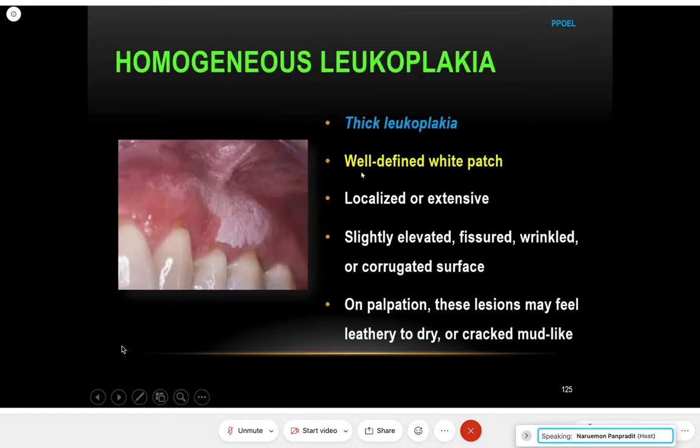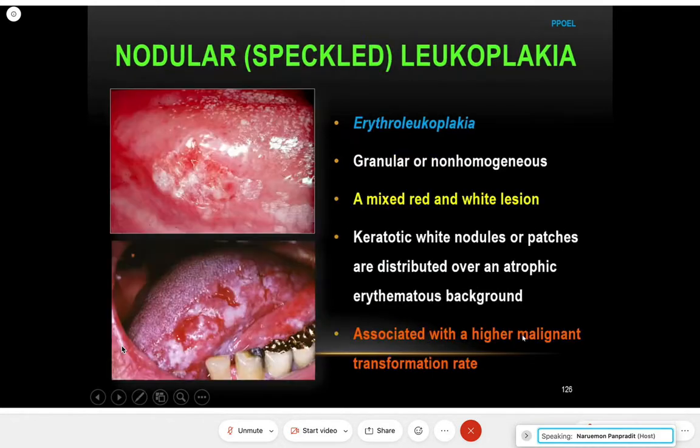Homogeneous leukoplakia, or thick leukoplakia, means a well-defined white patch, with a sharp margin, that cannot be wiped off. A smooth or rough or wrinkled surface is okay. The surface depends. Sometimes it looks like a crack or mud-like surface.